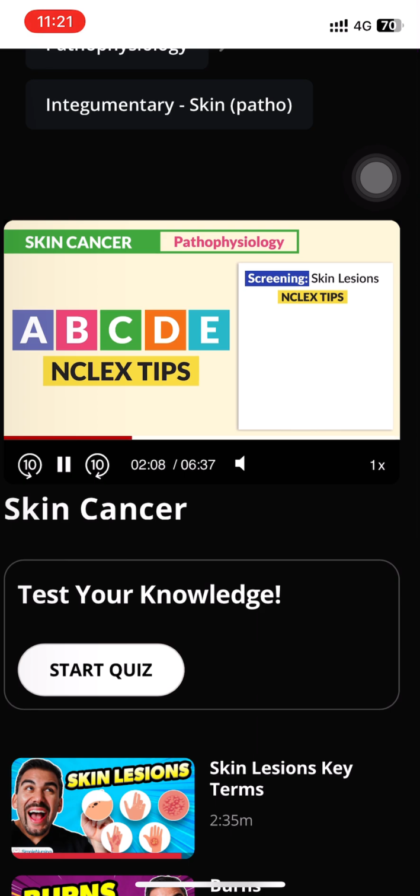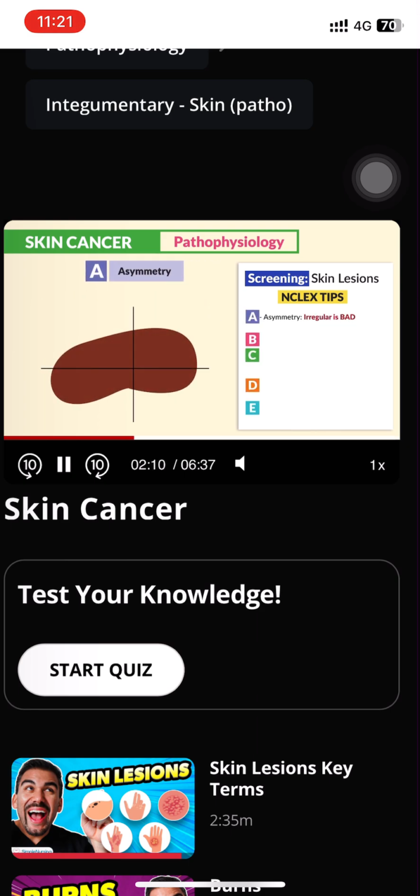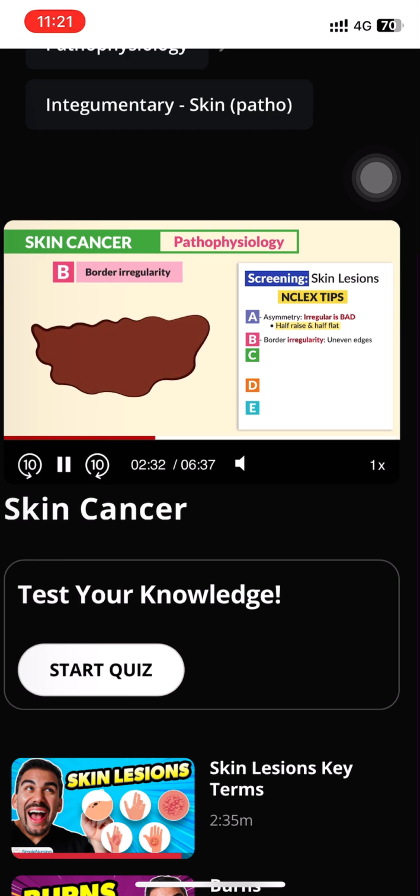So write this down. A for asymmetry. Just think irregular is bad, or think irregular is not regular. Something is wrong here. So a half raised or half flat that is not round, then we have asymmetry. So the key terms here, half raised and half flat. This is bad. Now B is for border irregularity.